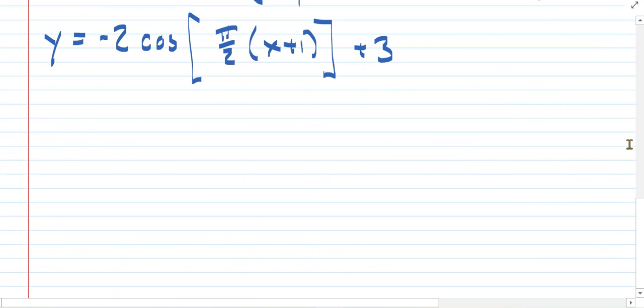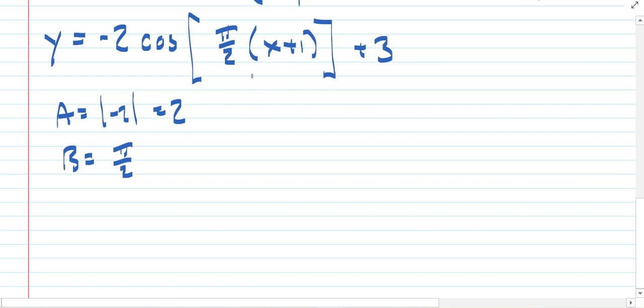Now we have a cosine function. And so let's identify A. So A, remember, it's the absolute value of that -2. So it's 2. But we have to be careful because the negative is going to flip or invert our graph. Our B, we don't need to do anything to find B. This is already factored, okay? We have B, which is pi over 2, factored completely from the horizontal shift.